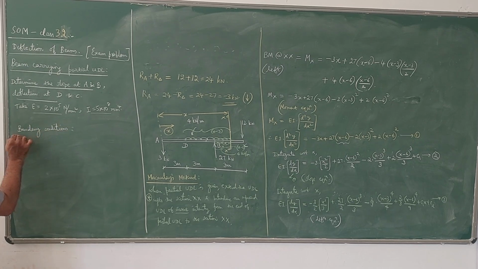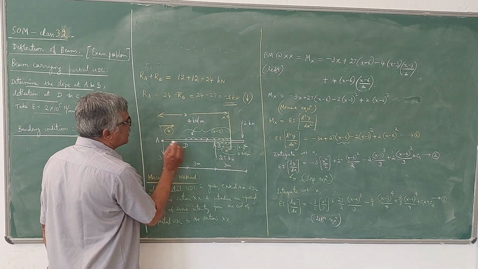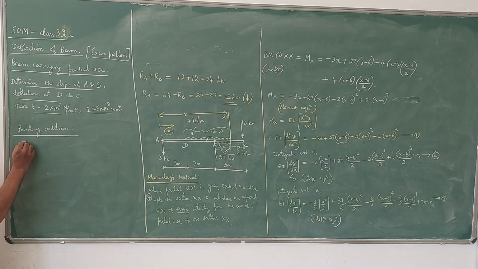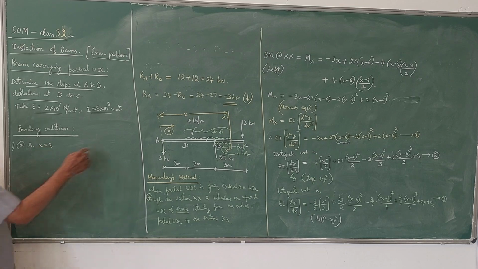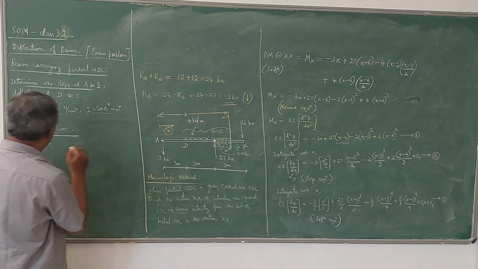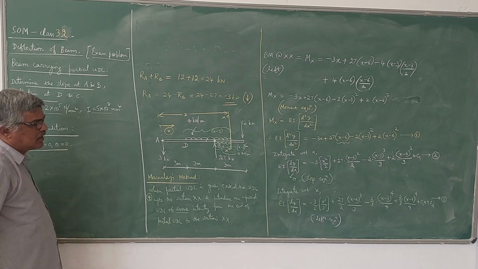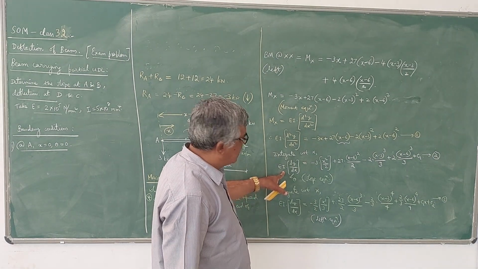We know that at simple supports deflection is 0. Here A is a simple support, B is a simple support. So at A, the first boundary condition: the value of x is 0 at A, because x is measured from A, and theta is also 0. This is the first boundary condition. Since it involves theta, I have to use the second equation.